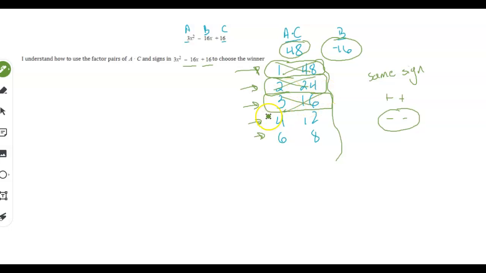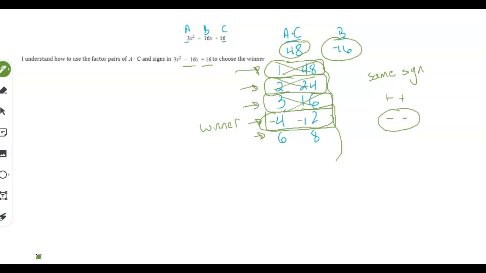They're not good. But these guys, if these are both negative numbers, then they're going to multiply together to make the positive 48, and they'll add to make the negative 16. So this is my winner right here. If I found a winner, this is definitely going to be factorable, so all the other steps should work out as described.